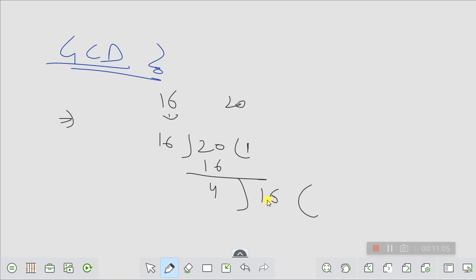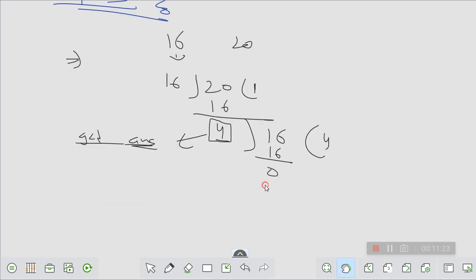Now my 16 becomes the dividend, and this remainder becomes my divisor. So it gives 4 times 16 and it becomes 0. Now at last I have this divisor as my answer, as my GC, or I will say GCD. So how am I going to implement it using code?